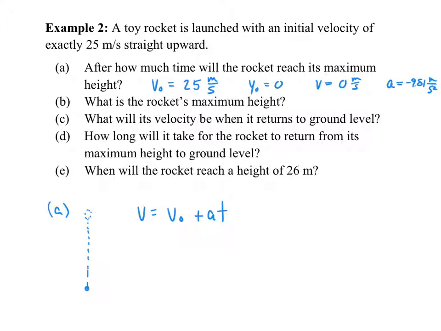So we want to find time. Let's subtract V0 and let's divide by a. Okay, there's time right there. V minus V0 over a. So it's 0 minus 25 divided by negative 9.81. Okay, again, I could have done this in the very beginning of the problem, and I could just call this 0 right here.